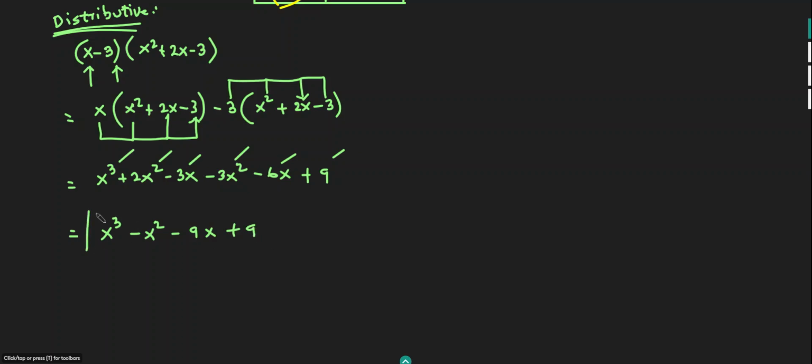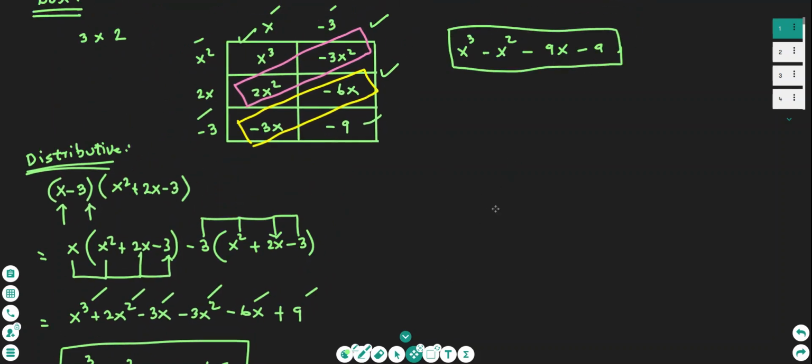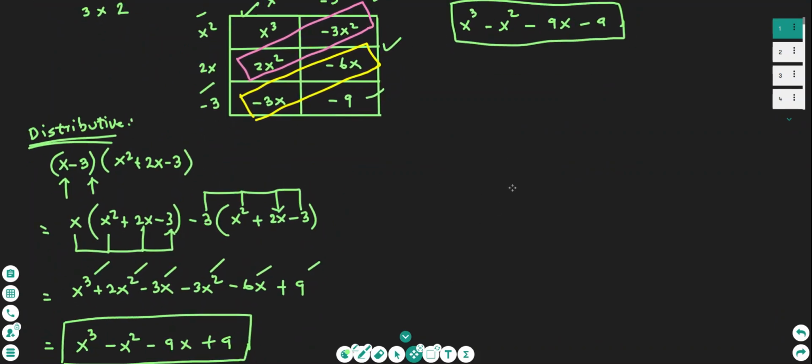So this is the result that we get when we multiply a binomial with a trinomial. Let's compare it with the result that we got. So they are exactly the same: x cubed minus x squared minus 9x minus 9. So what we got in this method is also correct. And once again, the student can choose any of the methods that they are comfortable with.